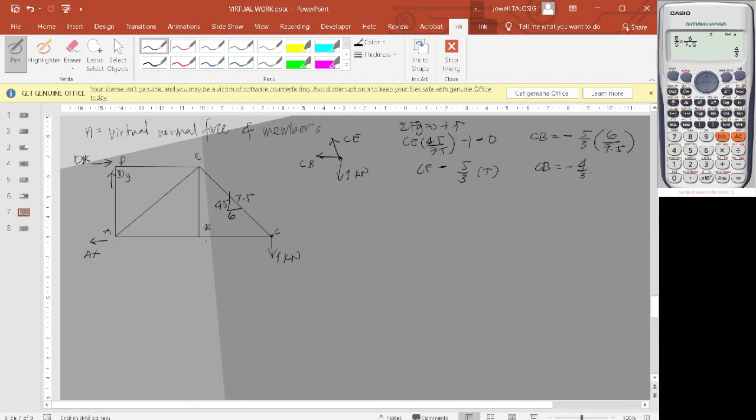So dito, by observation, by inspection, so we have a non-collinear BE, so this is equal to 0, okay? Then next one, if this is compression 4/3, so we also need this compression 4/3.